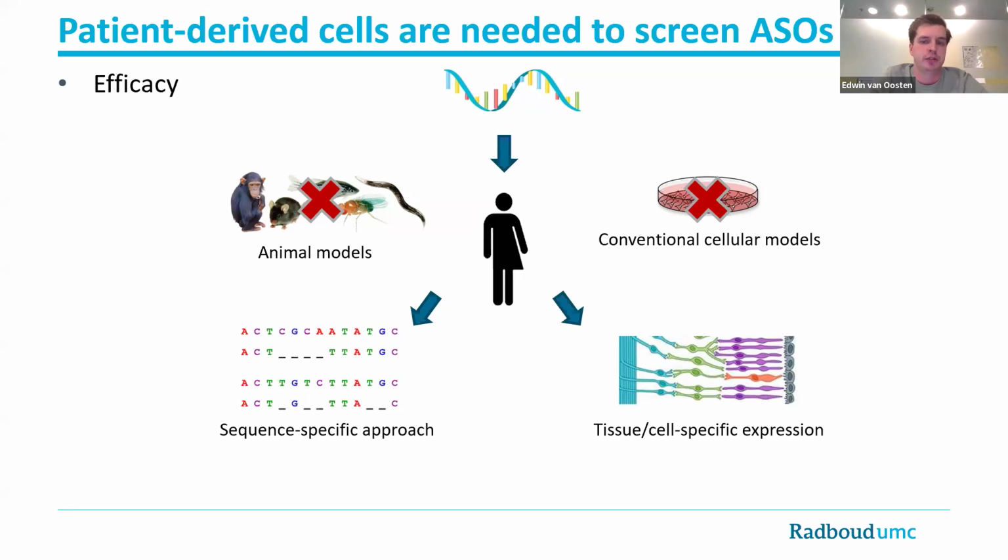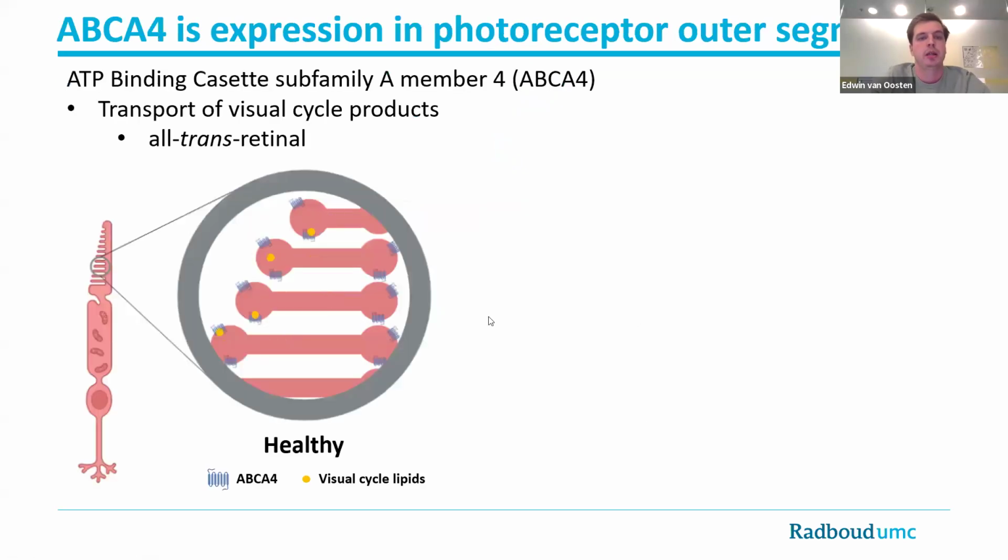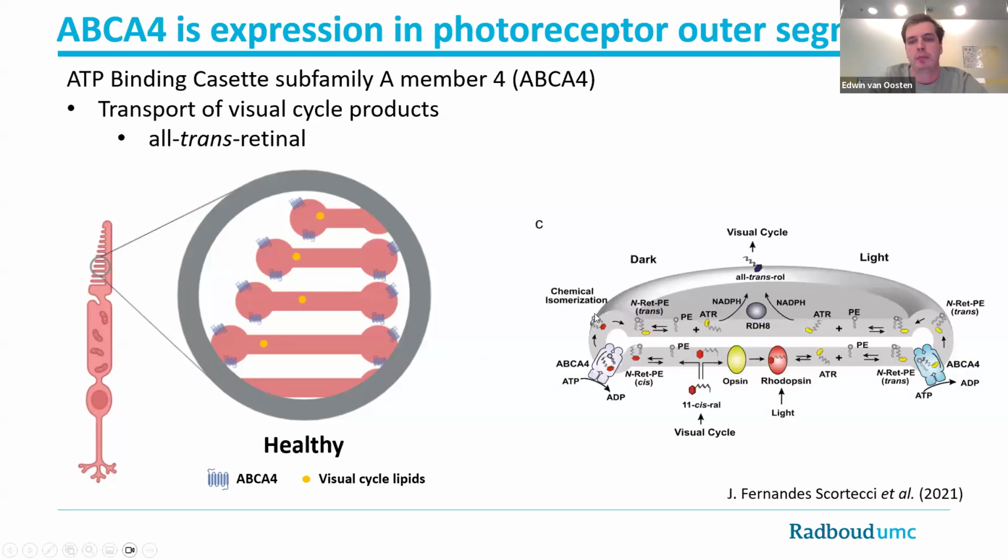And ABCA4, a gene of interest, is mainly expressed in the photoreceptor outer segments in the retina. So here you can see a quick schematic of ABCA4 expression. And ABCA4 is mainly expressed in the outer segments, in this part of photoreceptor cells, and acts as a transporter of visual cycle products. And this is a very simplified version of the function of ABCA4, but in reality, this is way more complex. But since I won't talk about the pathway or disease pathway of ABCA4, I will not go into more detail about the function of ABCA4.